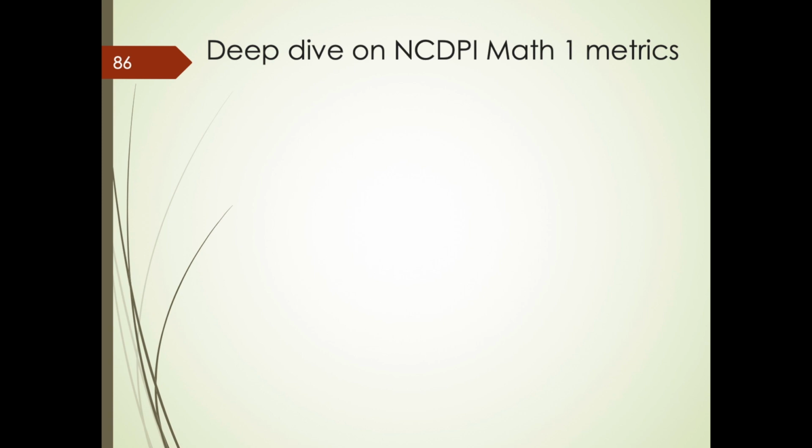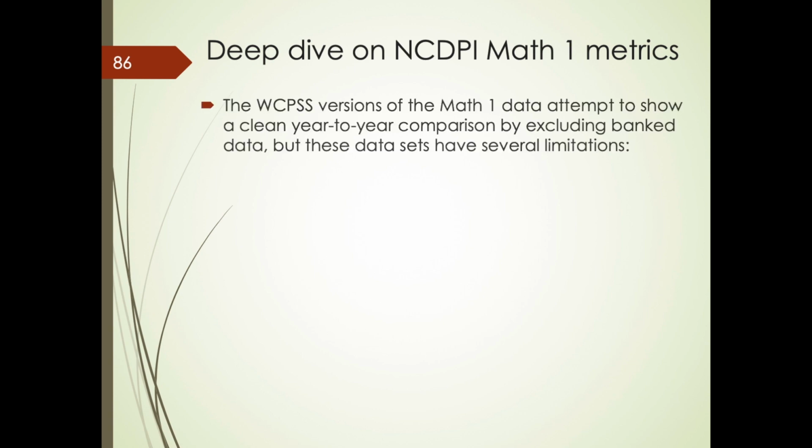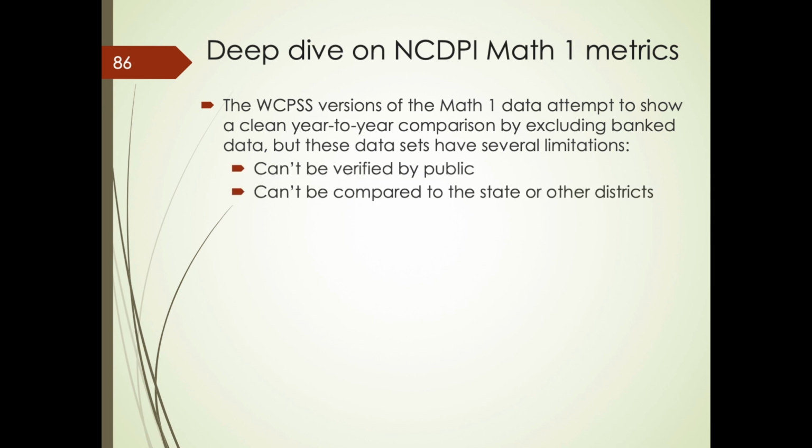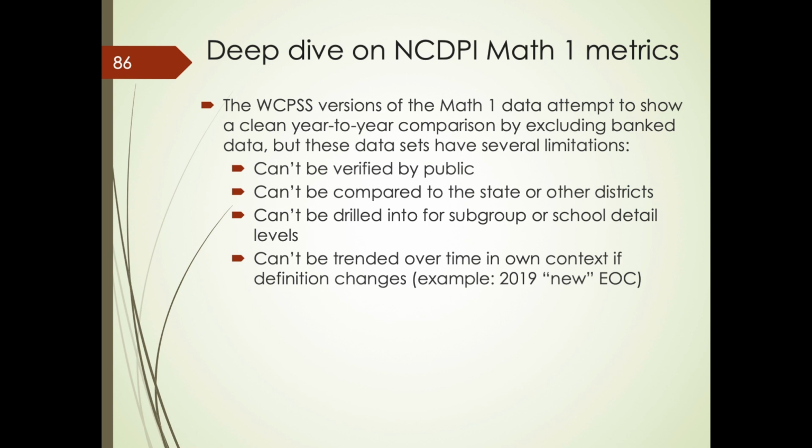Now we're going to look at a deep dive on the Math 1 metrics. So as I covered pretty extensively in part 3 of the video, the Wake County versions of the Math 1 data attempt to show a clean year-to-year comparison of data by excluding bank scores. However, these data sets have several limitations that I covered in the last video. They can't be verified by the public. They can't be compared to the state or other districts. They can't be drilled into for subgroup or school detail levels, and they can't be trended over time in their own context if the definition changes.